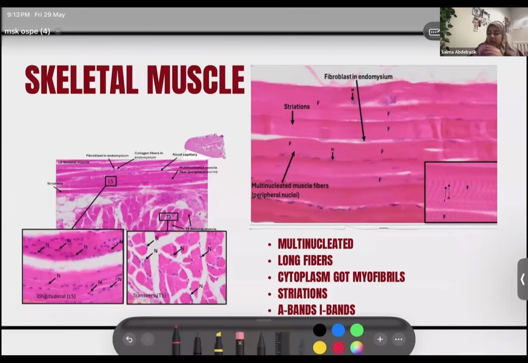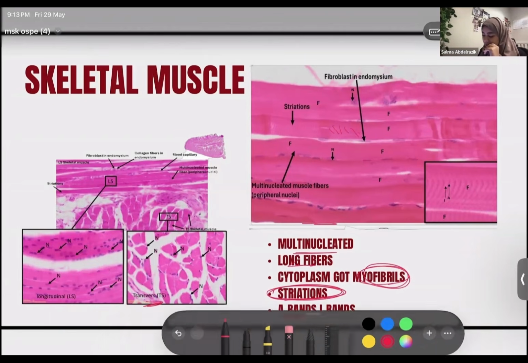Let's start with skeletal muscle. You can see it's multinucleated. See these two slides? I got all the slides from your PowerPoint, by the way. So you have multinucleated, long fibers. It has myofibrils and striations, which are these lines over here. And there are A bands and I bands.